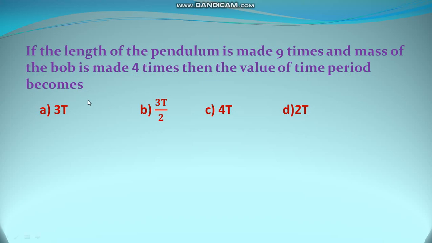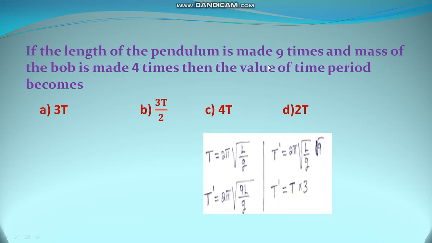Next, if the length of the pendulum is made 9 times and the mass of the bob is made 4 times, then the value of time period becomes, see here. The length of the pendulum is 9 times and the mass of the bob is 4 times. We know time period does not depend upon mass. So concentrate on the length of the pendulum only. In the first case, T is equal to 2 pi square root of L by g.